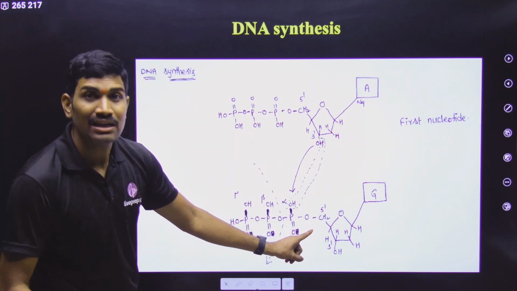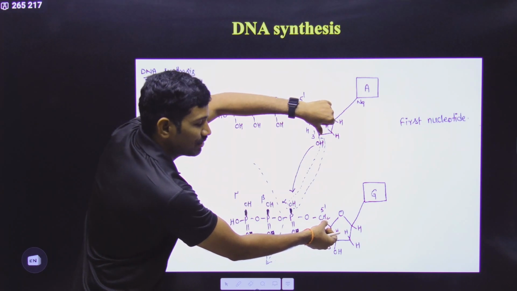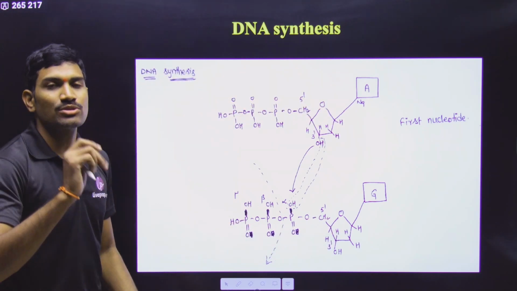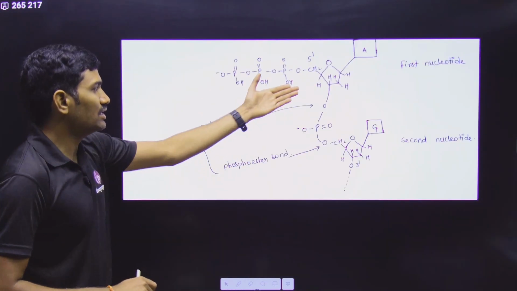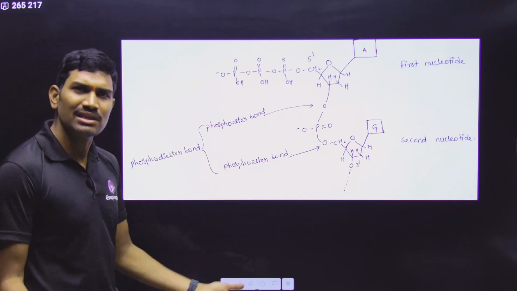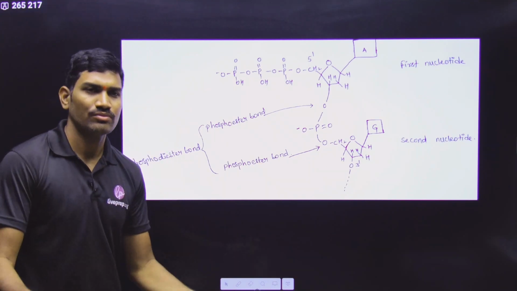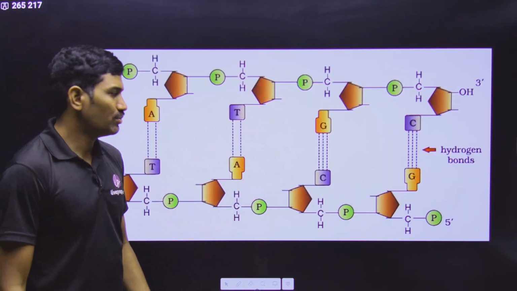Already there is an existing ester between the 3' carbon of the first and the 5' carbon of the second one. Two phosphoesters are there. That's why this bond is called a phosphodiester bond. That's the information. The same is repeated for the remaining nucleotides also. In this way, a long molecule is produced.